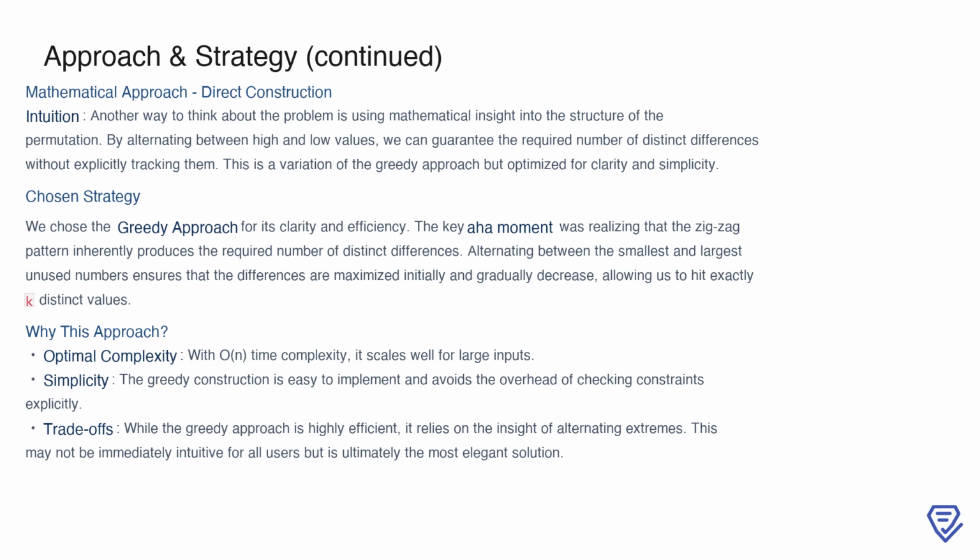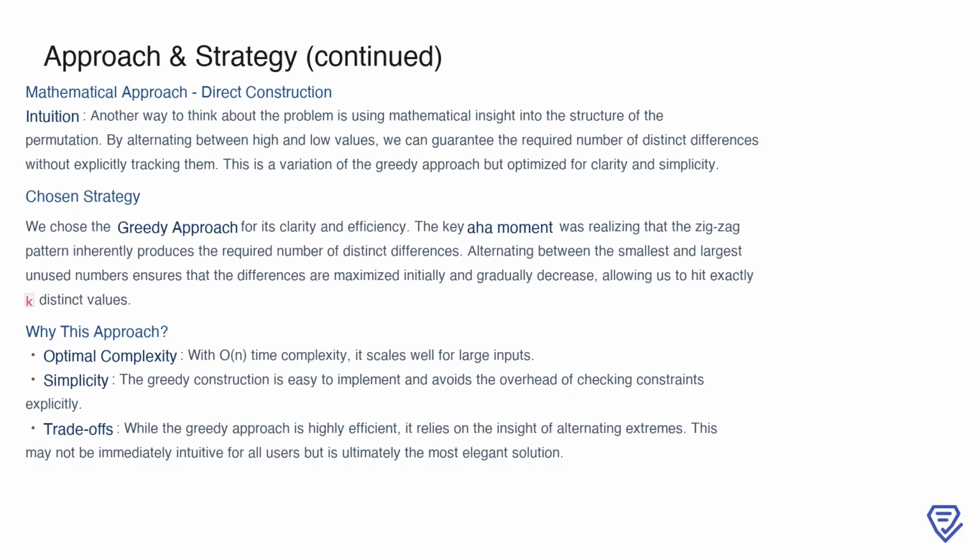The key insight here is that the zigzag pattern of alternating between the smallest and largest unused numbers inherently generates the desired number of distinct differences. This approach is not only efficient but also straightforward to implement, avoiding the need for additional checks or constraints. With a time complexity of O(n), it scales effectively for large inputs, and its simplicity makes it a clear choice for tackling this problem.